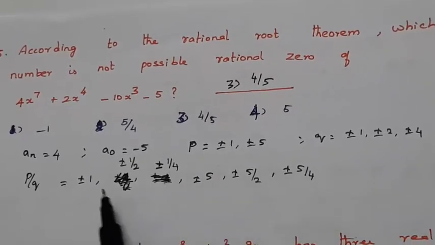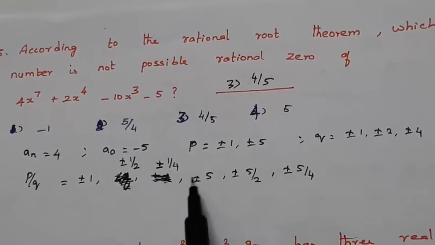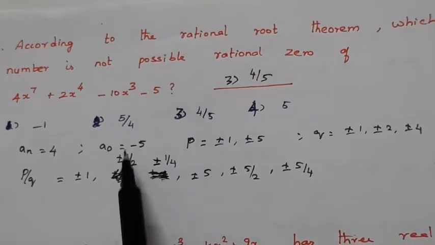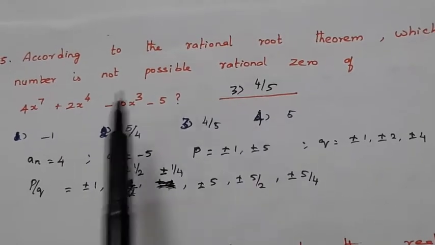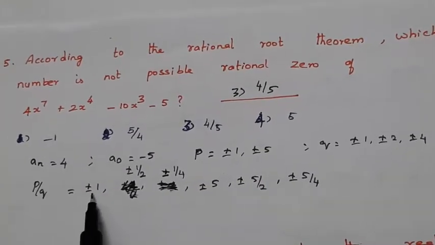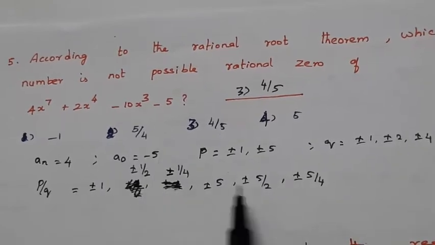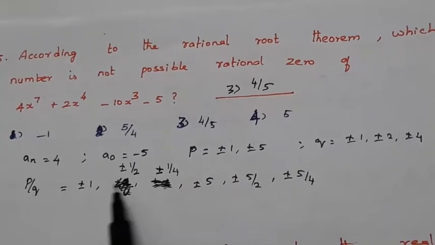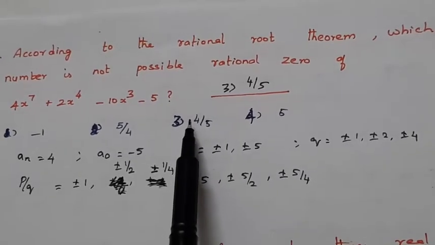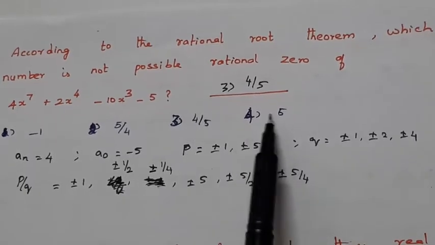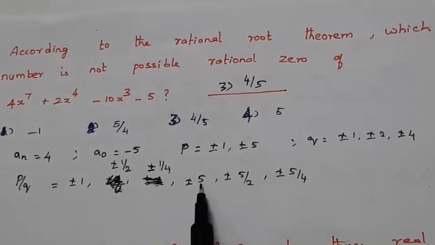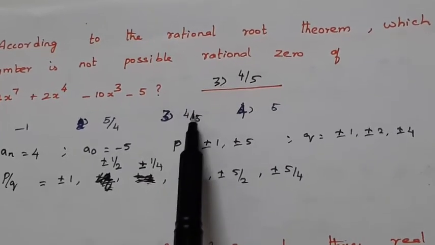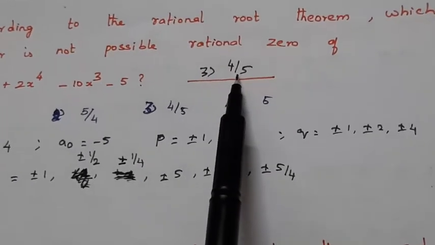So among these values, some rational zero exists for the given polynomial. But here the question is which one is not a possible rational zero. The first option is minus 1, which is one of the values of p by q, and 5 by 4 is also one of the values of p by q. Then 4 by 5: here 4 by 5 does not exist, therefore this is not a possible rational zero. And moreover, look at the fourth option 5, it is one of the values of p by q. So the correct answer, the not possible rational zero, is 4 by 5. The answer for this question is option number 3, 4 by 5.